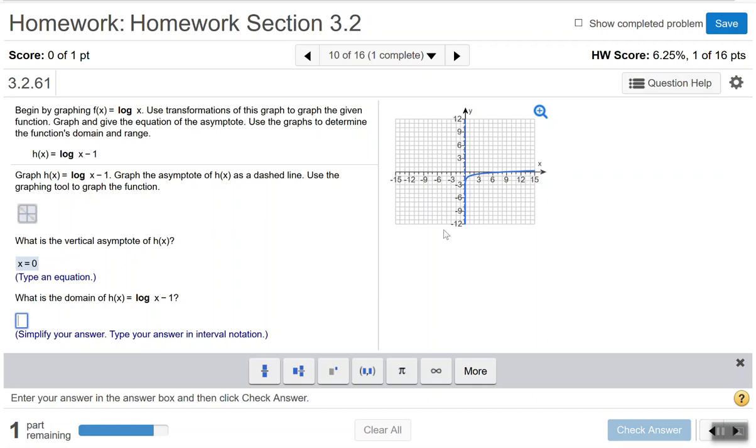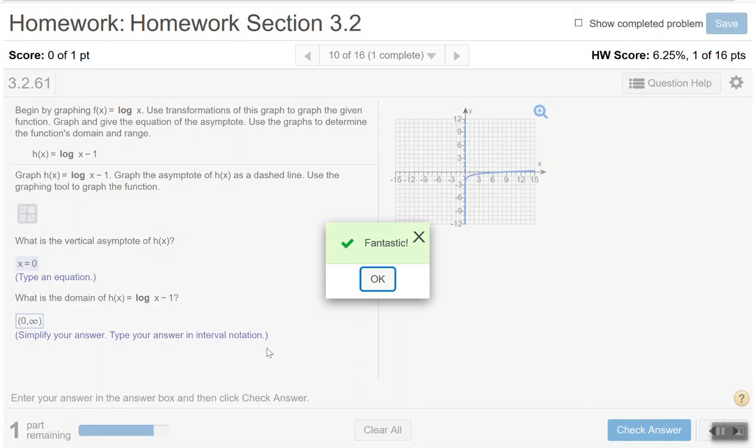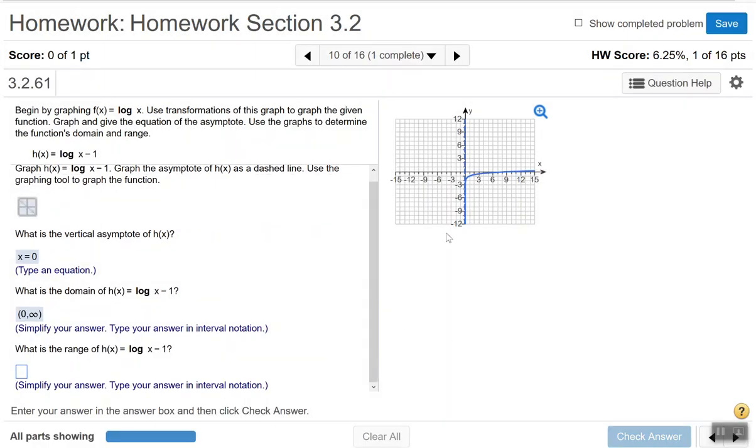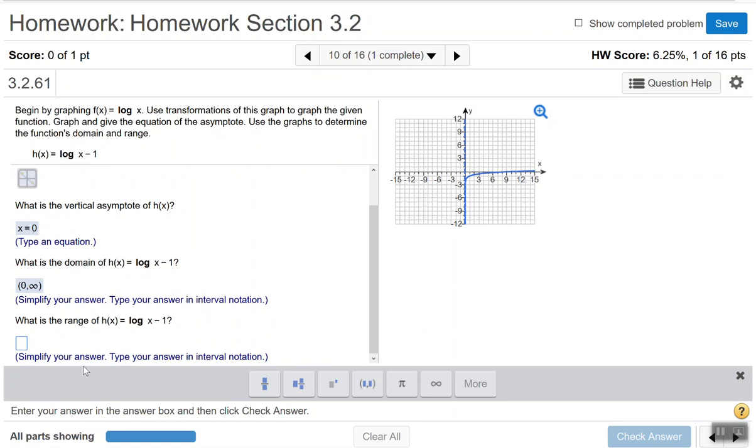Domain, our domain, it didn't shift left or right either, so our domain will be from 0, and you can look at the graph, from 0 to infinity. So from the graph you can see that it's from 0 to infinity. And then our range, how far the graph runs from bottom to top in relationship to the y-axis, would be from negative infinity to positive infinity.